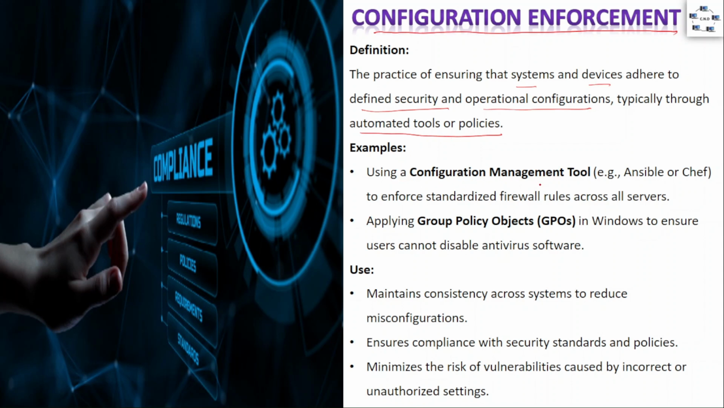Examples include using a configuration management tool such as Ansible and Chef to enforce standardized firewall rules across all servers, applying group policy objects, so this is specifically for Windows, to ensure users cannot disable antivirus software. Uses include that it maintains consistency across systems to reduce misconfiguration, ensures compliance with security standards and policies, and minimizes the risk of vulnerabilities caused by incorrect or unauthorized settings.